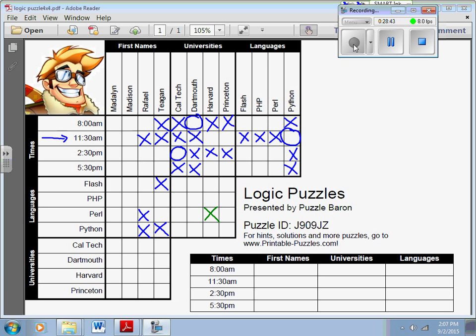Number 8, of the Python programmer and Madeline, just that statement, the Python programmer is not Madeline. So who's the Python programmer? Madison. That means Madison arrived at 11:30, not anywhere else. Everybody with me right there? So I know that Madison arrived at 11:30, so that's right here.